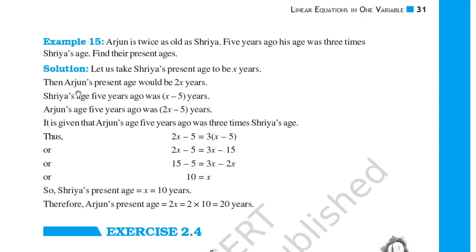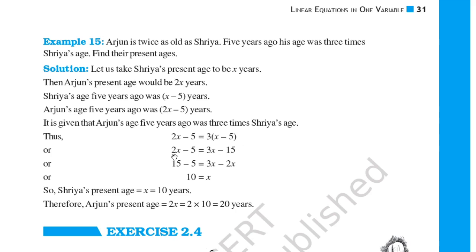So Shreya's age 5 years ago was x minus 5. Here the word is ago, so it will become x minus 5. Arjun's age 5 years ago was 2x minus 5. It is given that Arjun's age 5 years ago was 3 times that of Shreya's age. So here is Arjun's age, that is 3 times the age of Shreya 5 years ago, so 3 into (x minus 5).